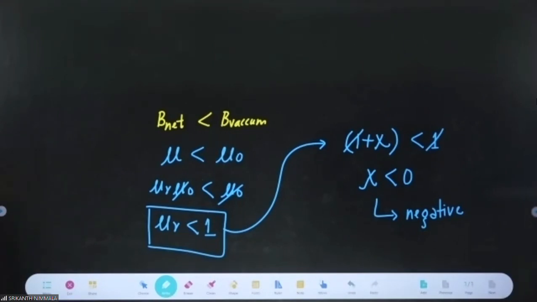See how things are coming. Our induced field was opposite, so net field is less. That means permeability is less than vacuum. So mu is less than mu naught, and mu is mu r into mu naught. That means mu r is less than 1. If mu r is less than 1, you know mu r is 1 plus xi. That means xi is less than 0. Less than 0 means xi is negative.